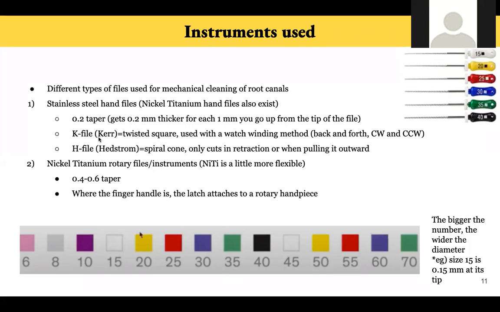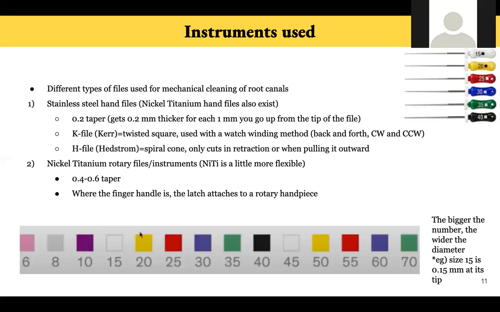And with these hand files, we have the K file and we have the H file. The K file is also known as the Kerr, and the H file is known as the Hedstrom. The K file has the twisted square shape to it, and the dentist or the endodontist uses it with a watch winding method. As they're going into the canal, they use a back and forth method, they might turn the file clockwise, counterclockwise, and this is compared to the winding of a watch. So this is the procedure that is often used with these K files.